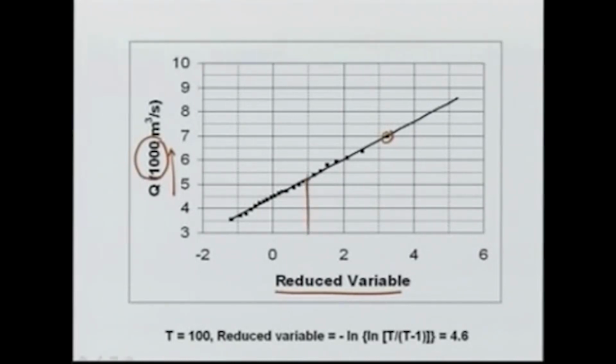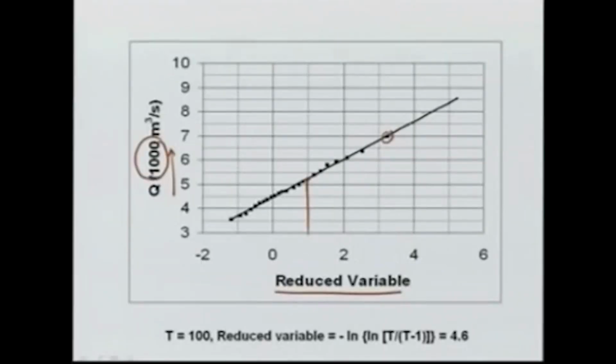So, that corresponds to this point. So, all the points can be plotted, and in this case if the data follows the Gumbel's distribution, they come on a straight line, very nice straight line, which can be extended to extrapolate the value for any return period.